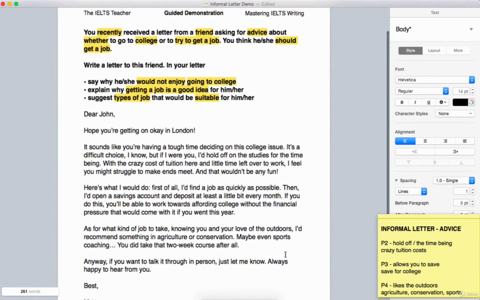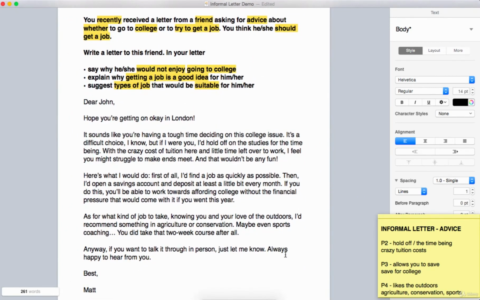Hopefully that gives you a good idea of what kind of things you should include if you want to be scoring a band 7 or above. This right here, just for the record, is written to a band 9 standard.